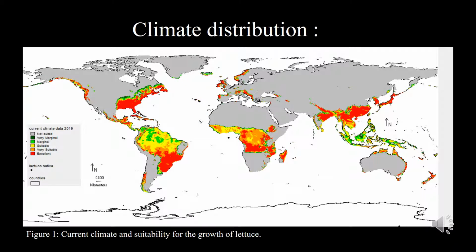Figure 1 displays the current climate and its suitability for the growth of lettuce. Using the legend on the left, we can tell that areas shaded in red are excellent for the growth of lettuce and in orange very suitable. Areas excellent for the growth of lettuce are coastal areas such as Brazil and Uruguay, in North America, the USA, China, and Madagascar. Examples of inland areas are South Sudan in Africa.